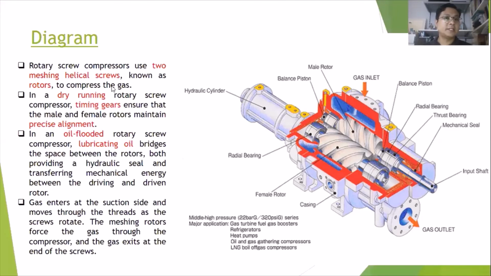A rotary screw compressor uses two matching helical screws, known as rotors, to compress the gas. In a dry running rotary screw compressor, timing gears ensure that the male and female rotors maintain precise alignment. Yes, check the alignment, because if not, the compressor will leak. In an oil flooded rotary screw compressor, lubricating oil bridges the space between the rotors, both providing a hydraulic seal and transferring mechanical energy between the driving and driven rotors. Gas enters at the suction side and moves through the thread as the screws rotate.